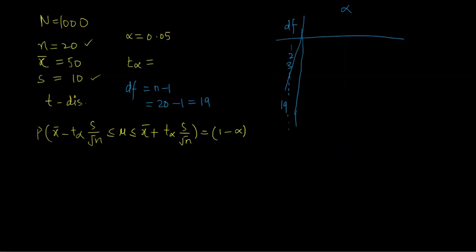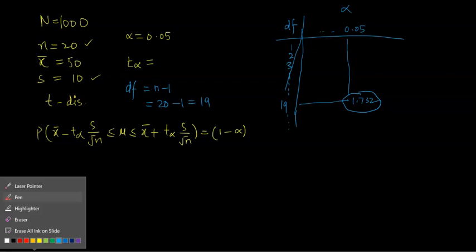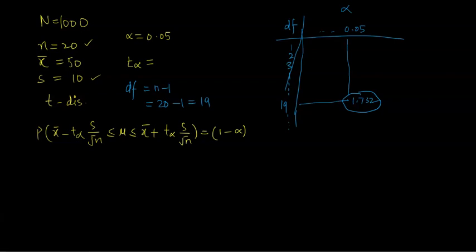And there are alpha values which are listed here. So I'm going to see 0.005 here. And when I see this particular intersection here, I'll find something, 1.732. So that's how you read the T table with 19 degrees of freedom. Let me get rid of this extra line. It looks really bad. Okay, fair enough. So that's how you calculate the T alpha value. So for me, the T alpha value here is 1.732.